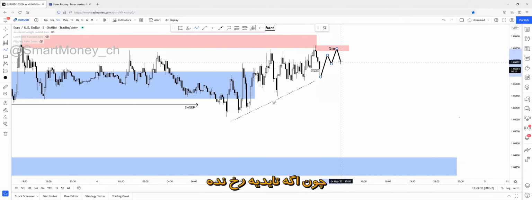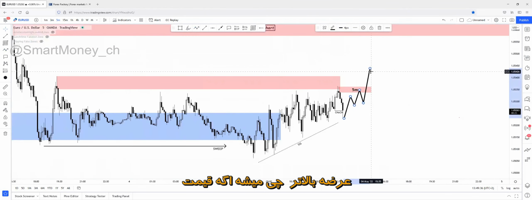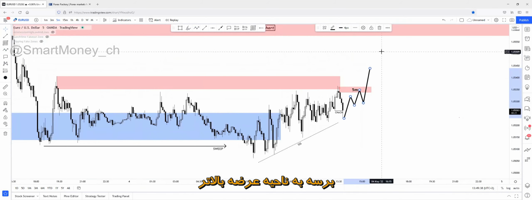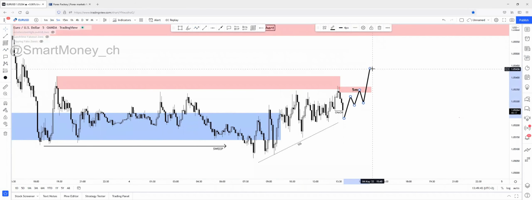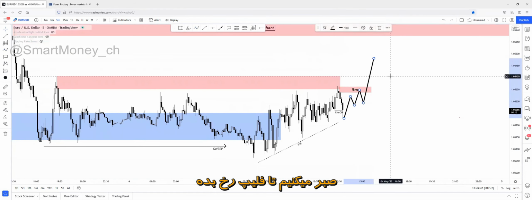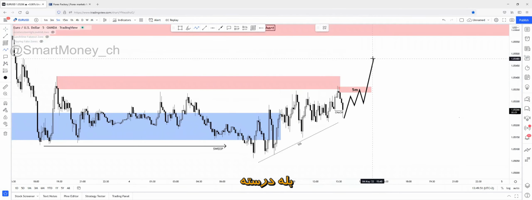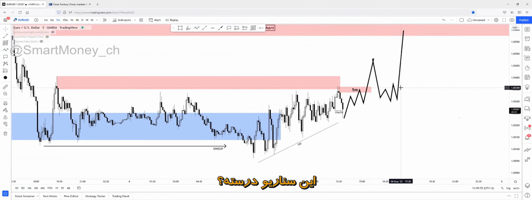if the confirmation doesn't happen, then price will reach for higher supply areas. What happens when price reaches for higher supply areas? What can we do if this scenario happens? Waiting for flip zone. Yes. So we have a flip planned zone for every single 5-minute zone.